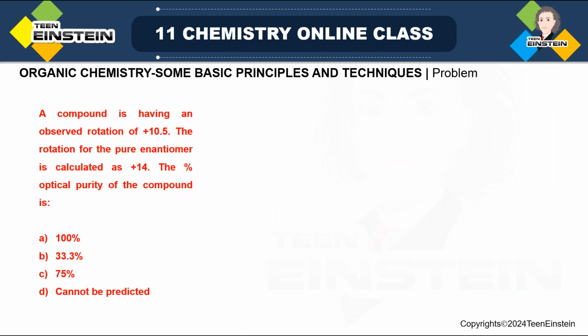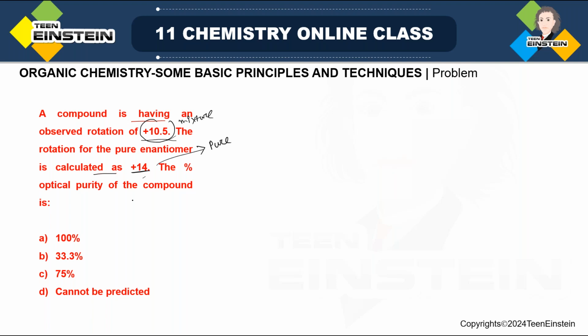Now we will solve this problem and it will be clear to you. Here we have made this question which says that the compound has an observed rotation of plus 10.5. The rotation of the pure enantiomer is calculated as plus 14. So this is for the mixture, but this is for the pure. Compared to pure, it is now 10.5. That means some amount of the opposite enantiomer is there, which is nullifying some percentage of it.